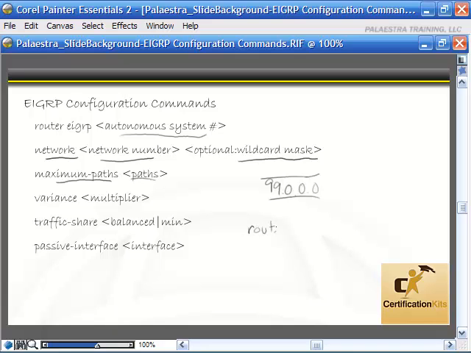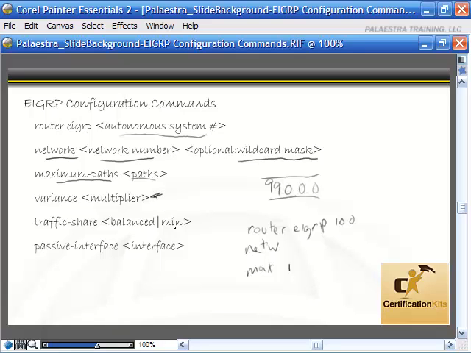So if I go router EIGRP 100 and then specify my network, I can use the maximum paths, max paths, I'll just put max, be lazy, 1, and that will disable load balancing. So that command works with EIGRP.